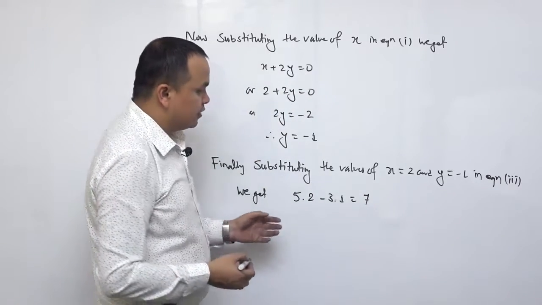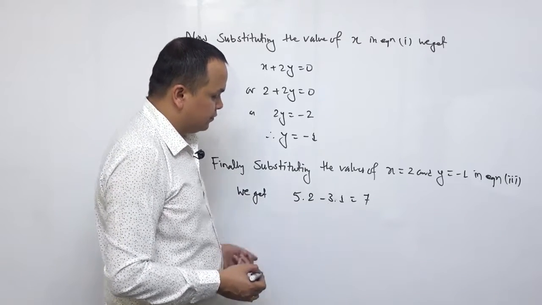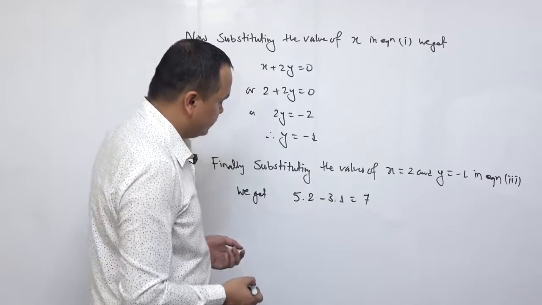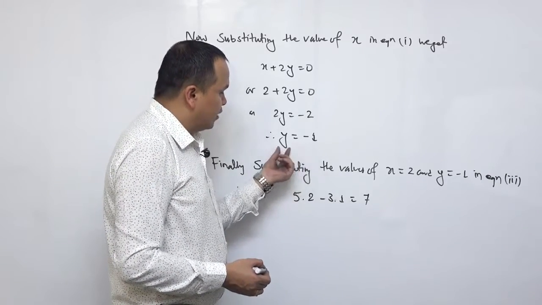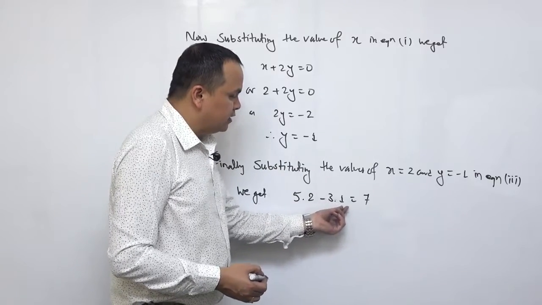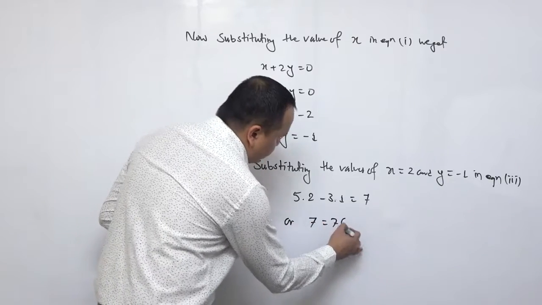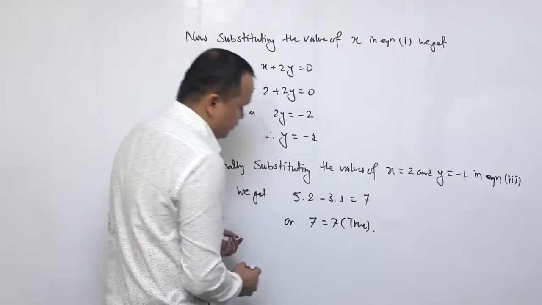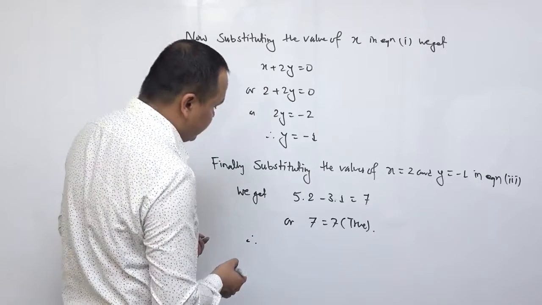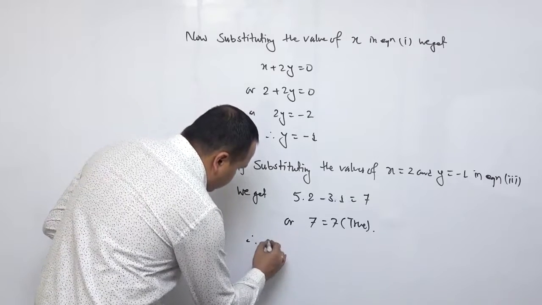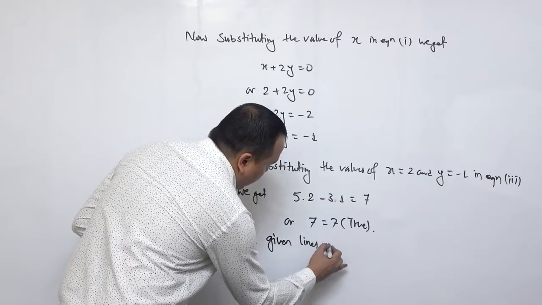We have the third equation 5x plus 3y is equal to 7. So 5 into 2, and y is minus 1, so minus 3 into 1 is equal to 7, or this is 7 is equal to 7. True. Therefore, their point of intersection is the same. Therefore, the given lines are concurrent.